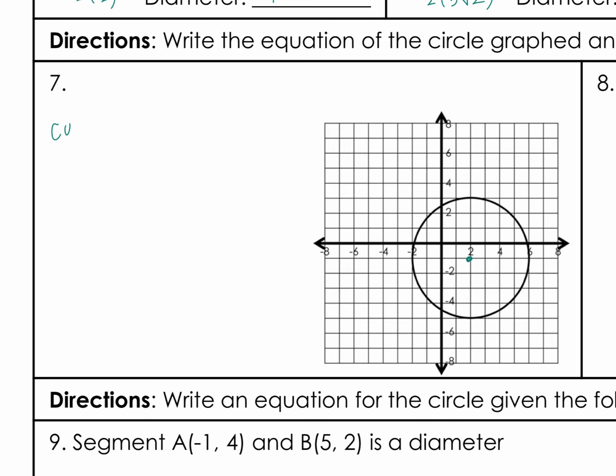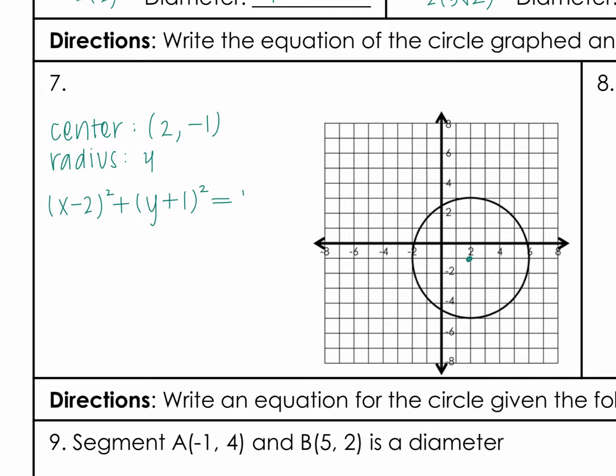So my center here would be that 2, -1. And then the radius is that 4 that I counted out 4 times. Okay, so with that being said, we can just plug into our equation. We'll have x minus 2 squared plus our y plus 1 squared is going to be equal to that 4 squared, which just gives you 16.